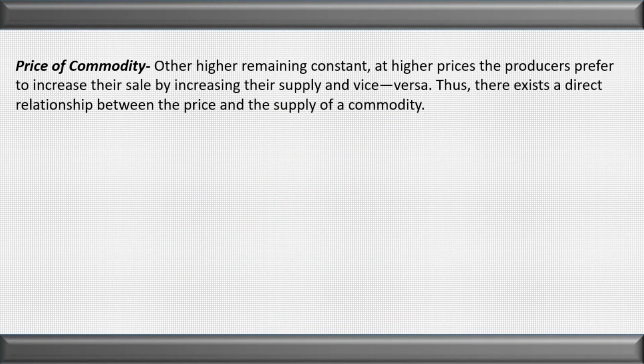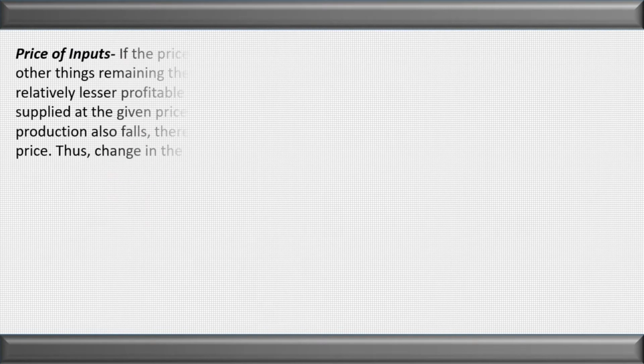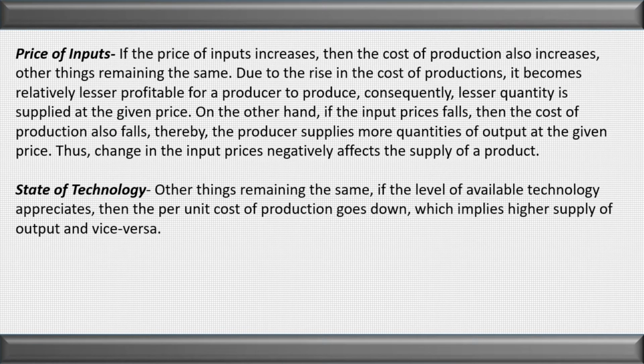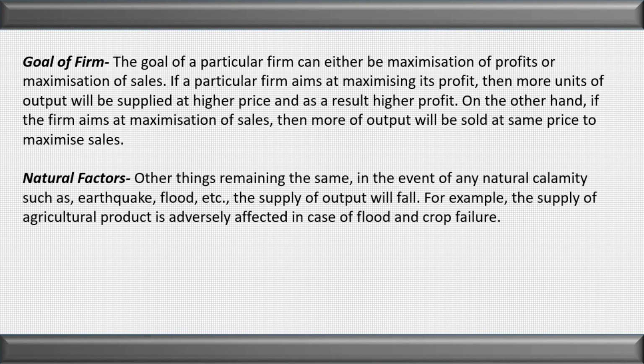In detail, we can see the price of the commodity, price of the related goods, price of the input, state of the technology we have seen, government policy we have discussed, goal of the firm also we have seen, natural factor we have discussed.